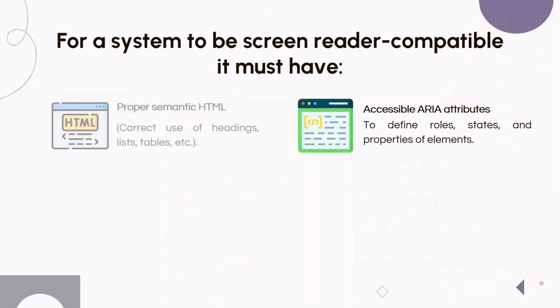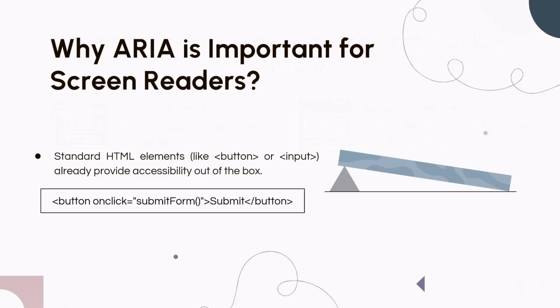Now, let's move on to the next important criterion for screen reader accessibility: ARIA attributes. These attributes help define roles, states, and properties of elements, ensuring better interaction for users relying on assistive technologies. Why is ARIA important for screen readers? Standard HTML elements like button and input are natively accessible, meaning they provide built-in support for screen readers without requiring extra configuration. These elements come with predefined roles, keyboard interactions, and semantic meaning, allowing assistive technologies to interpret and announce them correctly.